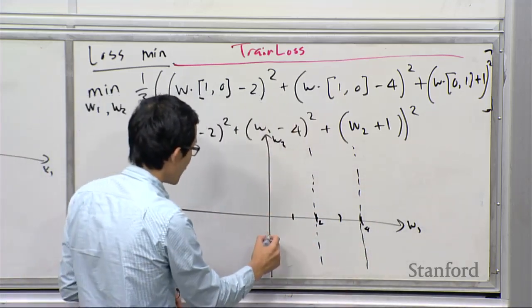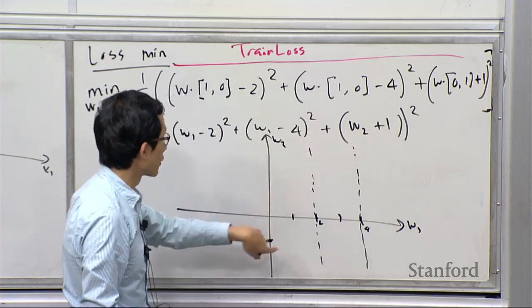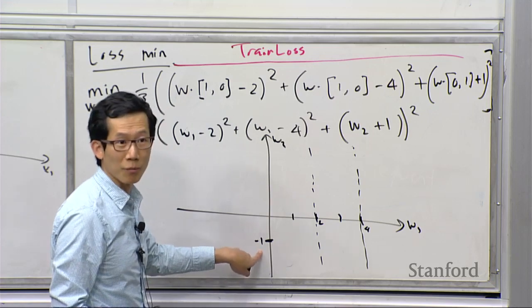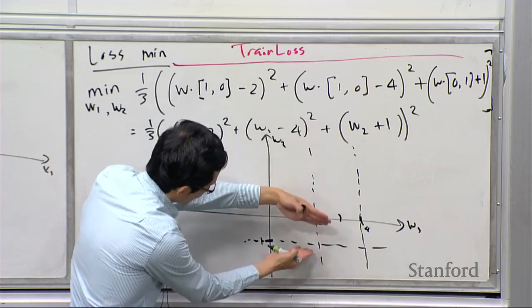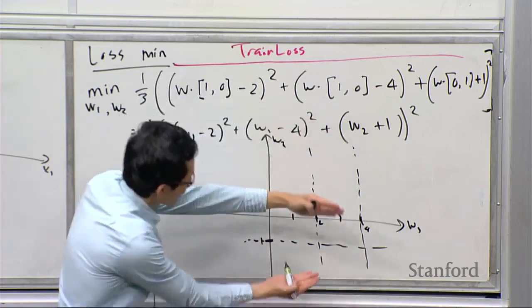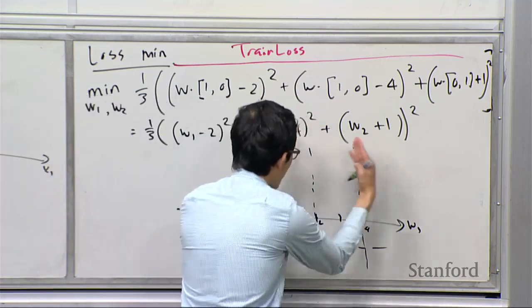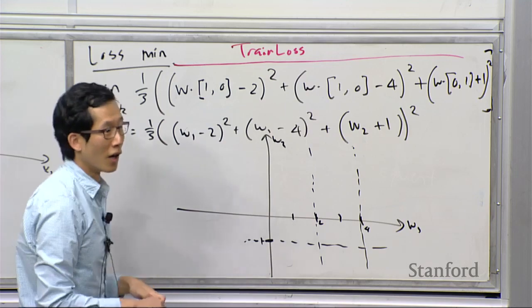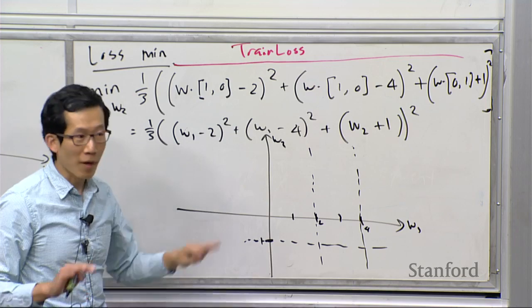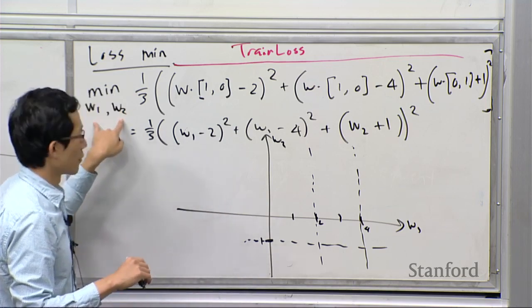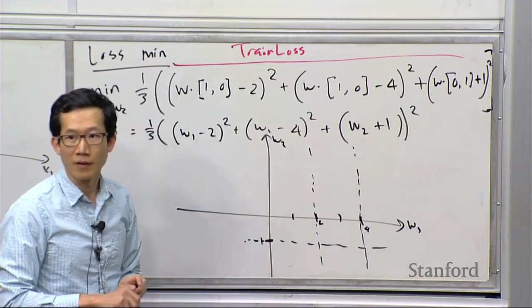Okay, now what about this one? So here's -1. This term wants W2 to be -1. It doesn't really care what W1 is. And so the level curves are going to be 0 along here, and then think about a parabola like this coming out of the board. Okay, so you have these 3 parabolas, and you're summing them together, and that's your objective function. Remember, you have to find a single setting of W1, W2 that, on average, minimizes the loss over all the data points. Okay?